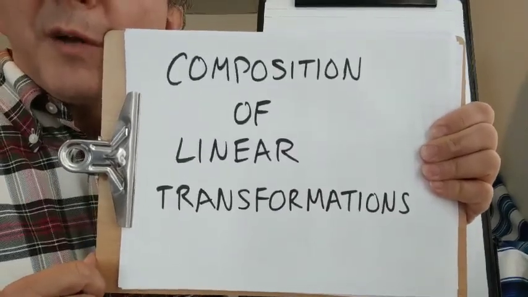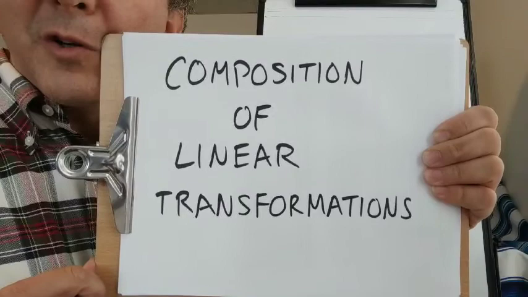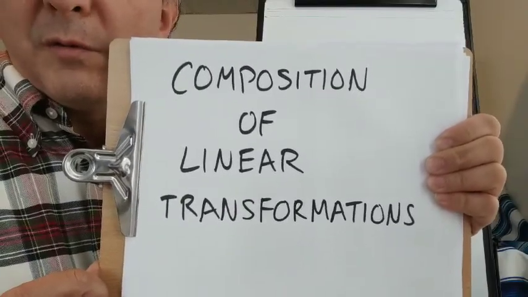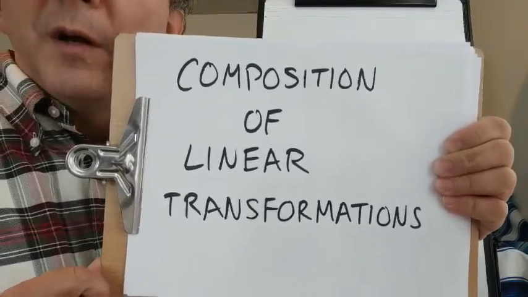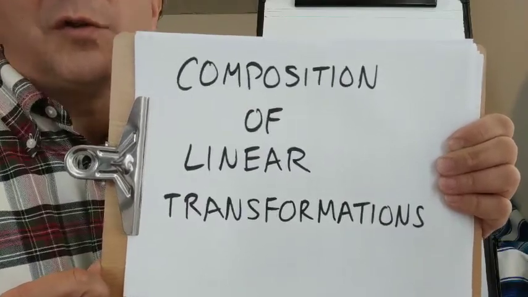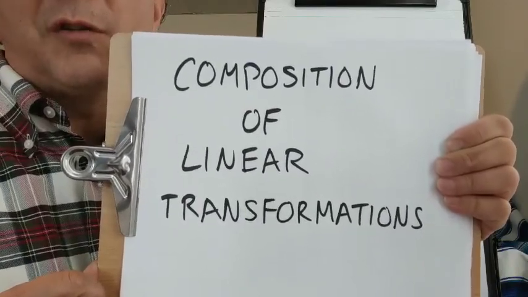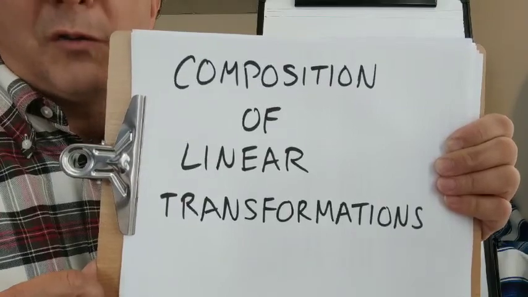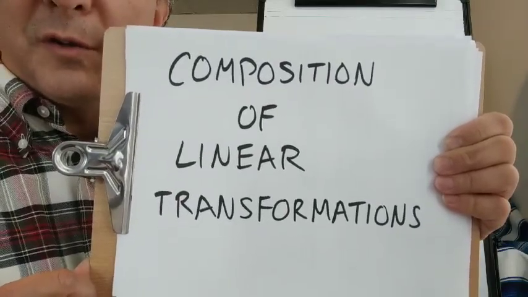You probably remember from calculus and even earlier that a function of a function of a variable is a new function of a variable. Well, linear transformations are functions too. So a linear transformation of a linear transformation is a new linear transformation. That's called the composition of linear transformations.